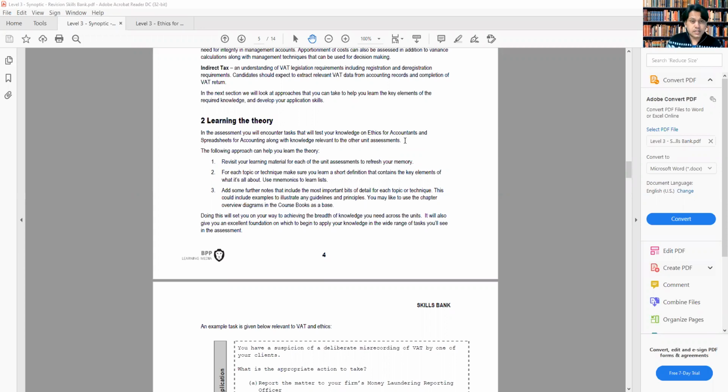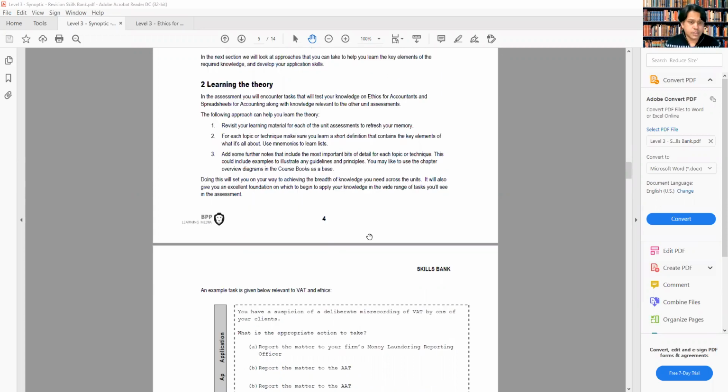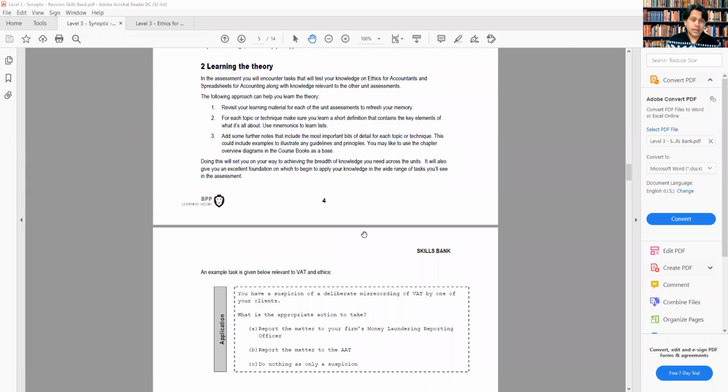So on learning the theory, in the assessment you will encounter tasks that will test your knowledge on ethics for the accountant and the spreadsheet for accounting, along with the knowledge relevant to other units. So there are a few things we have to know. The following approach can help you to learn the theory. Obviously you already know that the theoretical question could be tricky in the exam, so we need to make sure we are okay with the theory. There are three steps here.